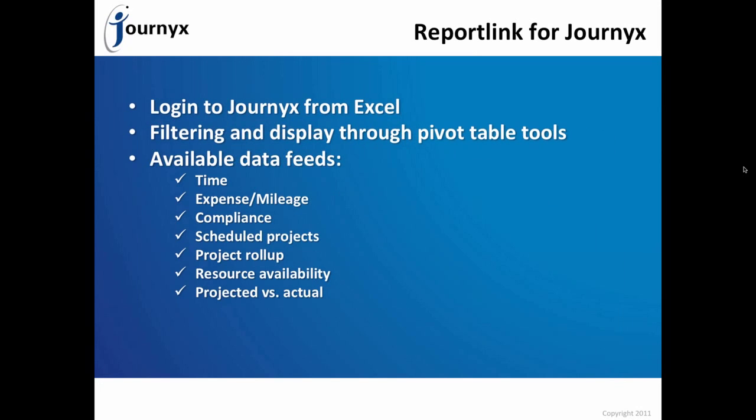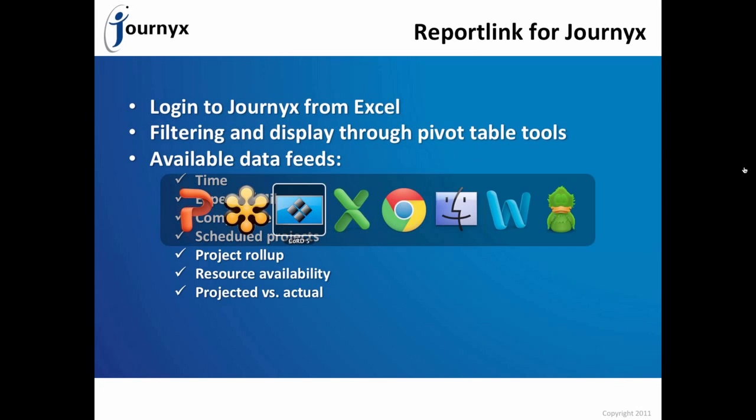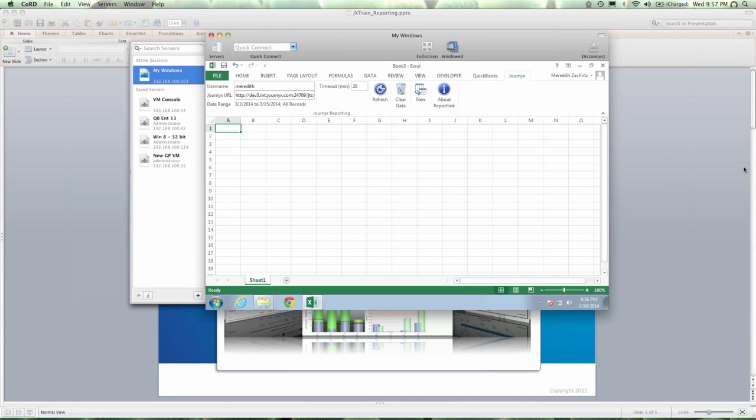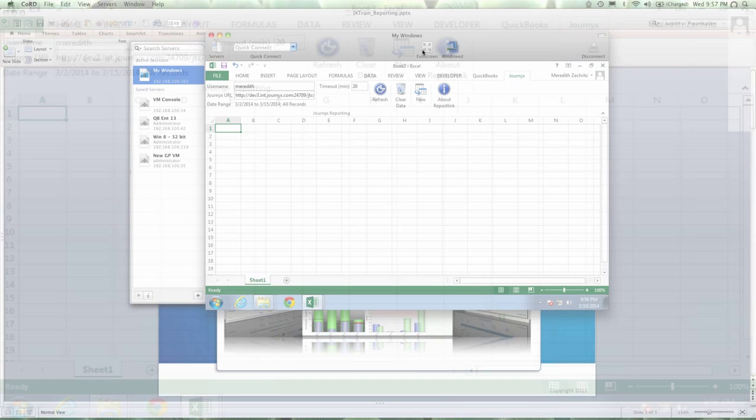You also have the option to run all of your standard reports with the filters and fields displayed as Reportlink pivot reports, provided that you have Journyx version 8.9. If you have an earlier version, you can still use Reportlink. You just won't be able to run your standard reports in Reportlink. So let's go ahead and move over to Excel to look at the options that are provided.